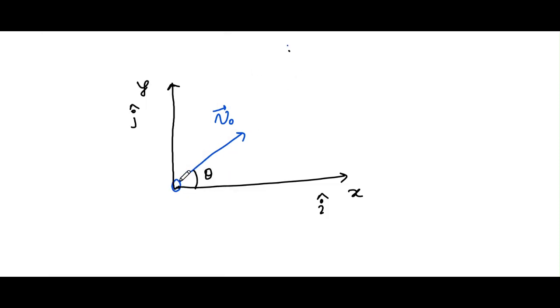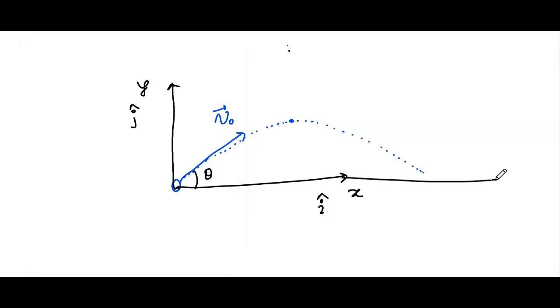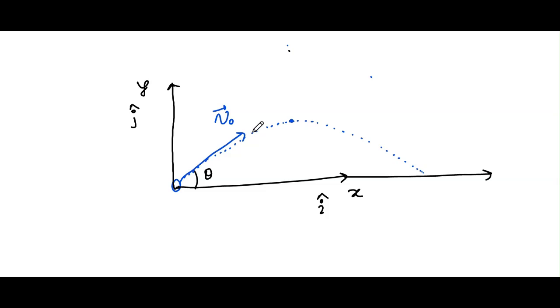Now this body will go, and then after reaching some maximum height, it will start descending, and then it will reach the ground again. So this kind of motion is called projectile motion. What is happening here? A body is thrown making some angle theta with horizontal, and then this body follows some path, and then it comes back to, let's say, the same level.